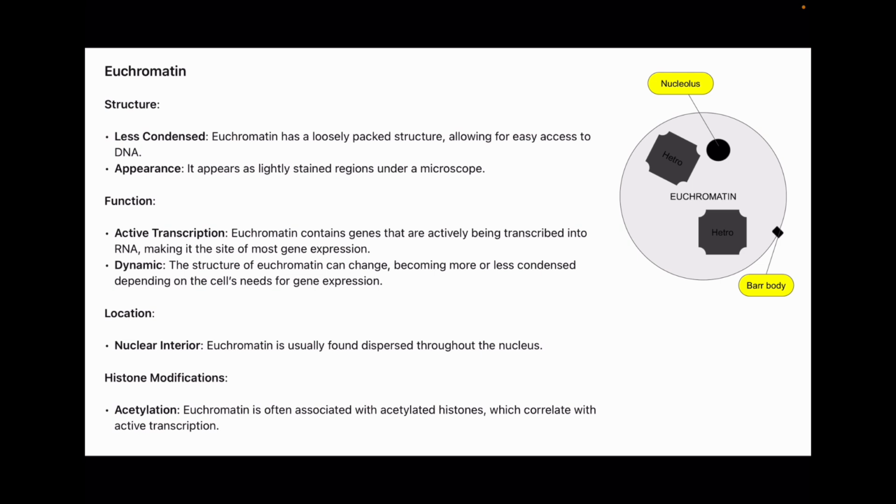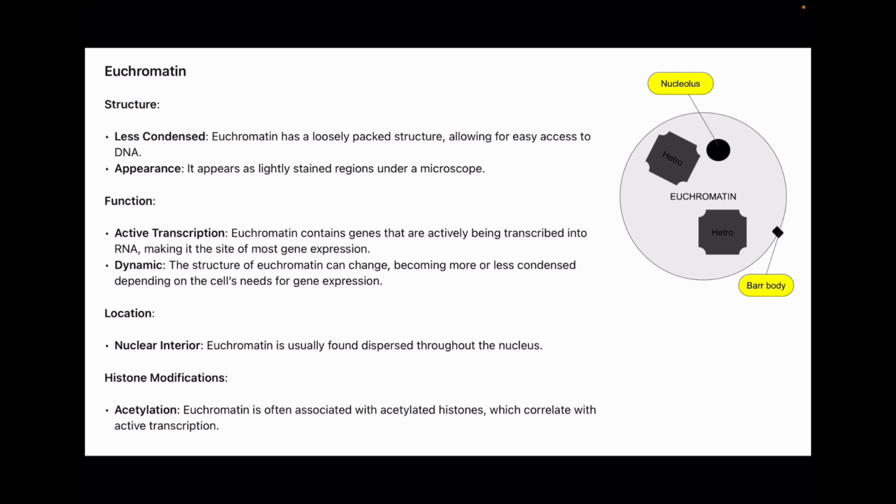So euchromatin is a less condensed form. Euchromatin has a loosely packed structure. It allows for easy access to DNA. It appears as lightly stained regions under a microscope. The function: euchromatin contains genes that are actively being transcribed into RNA, making it the site of most gene expression. It's highly dynamic. The structure of the euchromatin can change, becoming more or less condensed depending on the cell's need for gene expression.